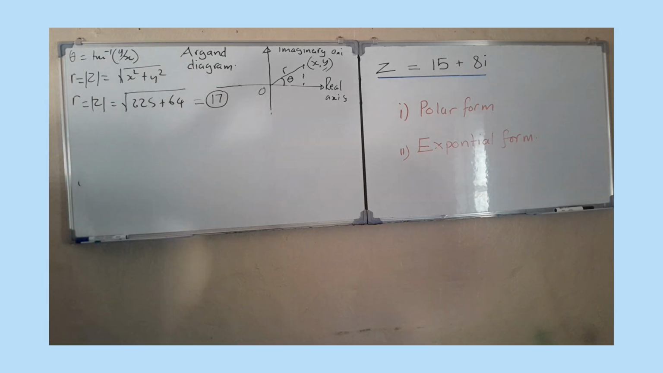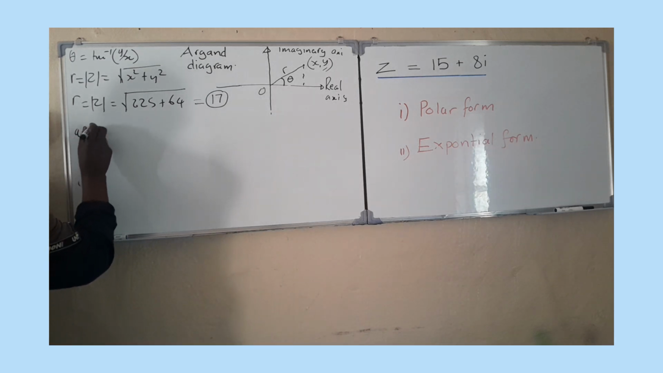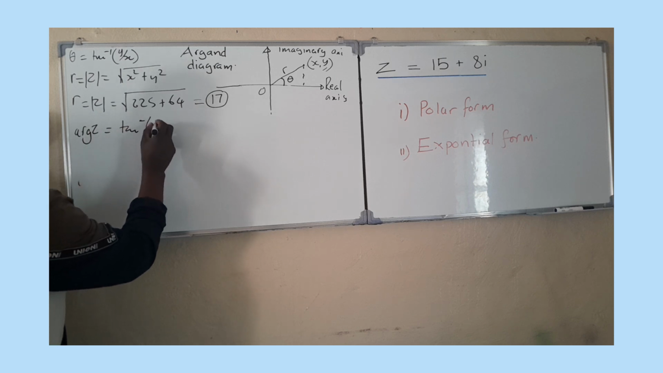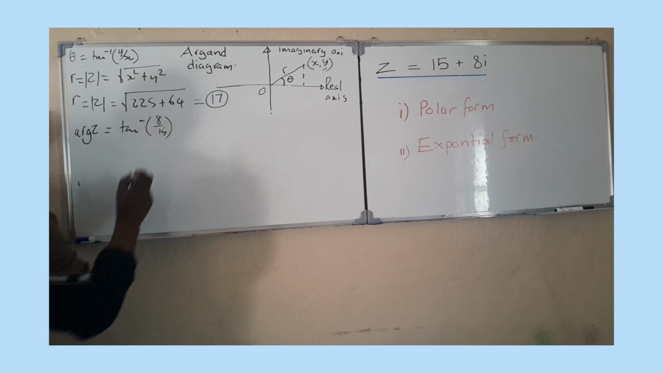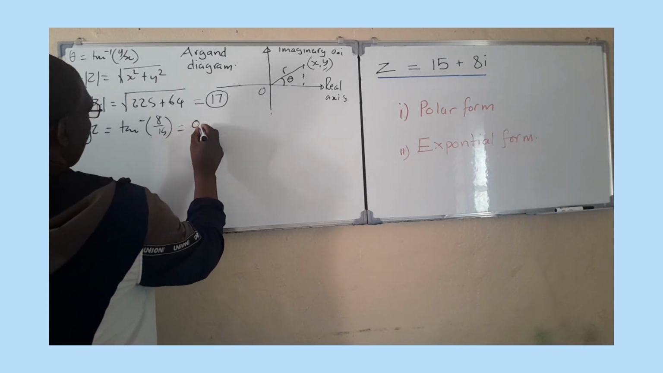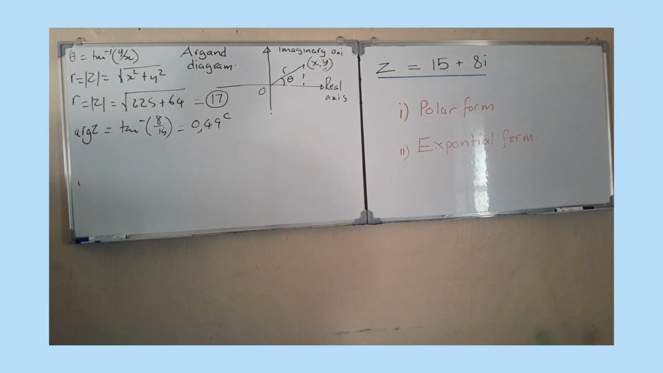What about the argument of z, arg z, which we said was arctan y over x, which in this case is 8 divided by 15. So we get 8 divided by 15, then shift arctan, which is 0.49. My angle is in radians, 0.49 radians.